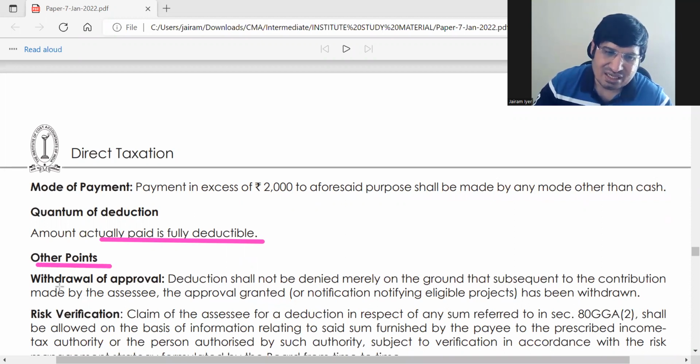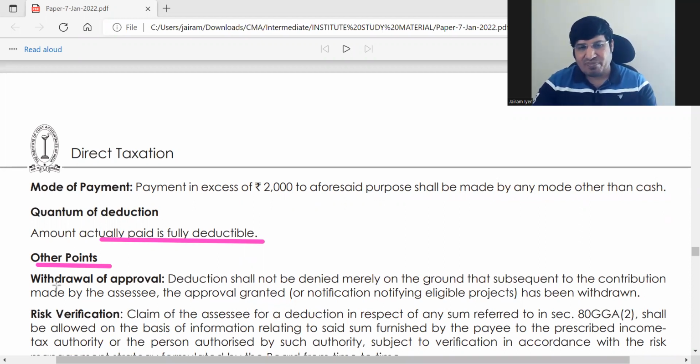Okay. We have seen this in scientific research and those kinds of things. If approval is withdrawn later on after he got the deduction, the deduction will not be withdrawn. The approval to the scientific association is withdrawn subsequently, but the deduction which he got will not be withdrawn. That's my point.